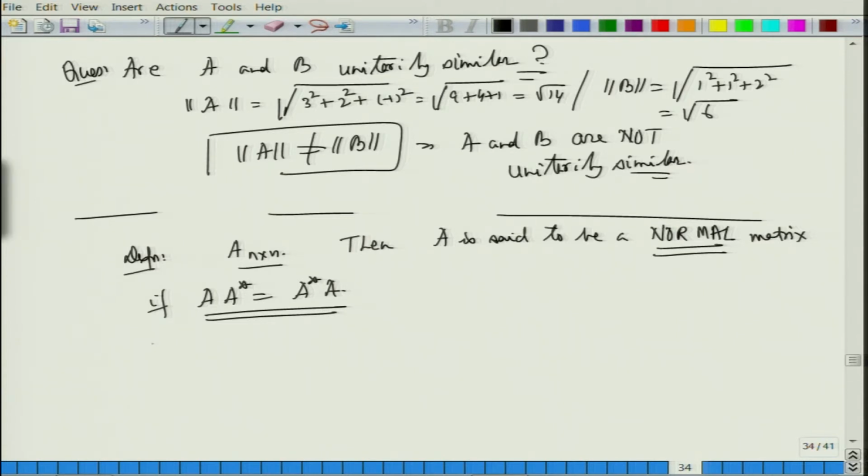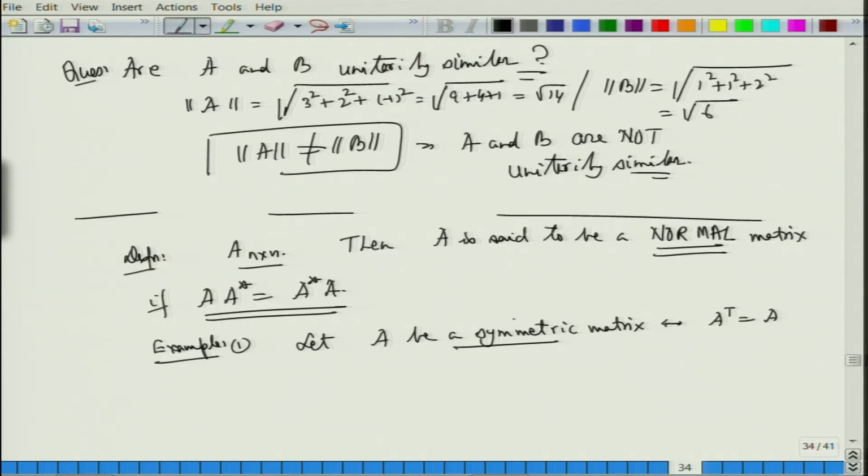All right. So, A is a square matrix and we are putting this stringent condition that A times A star is equal to A star A. Fine. Example. So, let A be a symmetric matrix. What does symmetric matrix mean? This means that A transpose is equal to A, and symmetric means I am looking at A with real entries, and therefore A times A star will be equal to A times A transpose, which is A square itself, which will be equal to A transpose A, which is A star A.